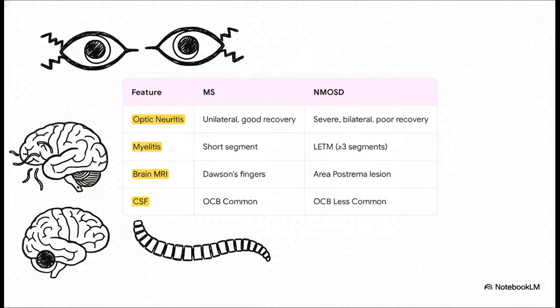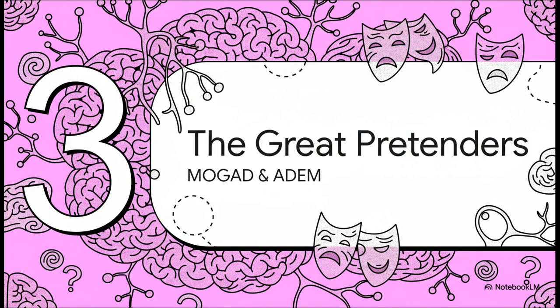Okay, this slide right here. This is your money slide. It lays out the highest yield differences, plain and simple. Look at the optic neuritis. One eye and good recovery in MS versus severe, often both eyes, and poor recovery in NMOSD. The spinal cord lesions, short in MS, long, that LETM, in NMOSD. This table is your cheat sheet. All right, moving on. Let's talk about the great pretenders. 2 other CNS conditions that can really look like MS.